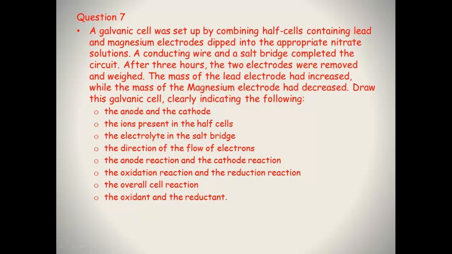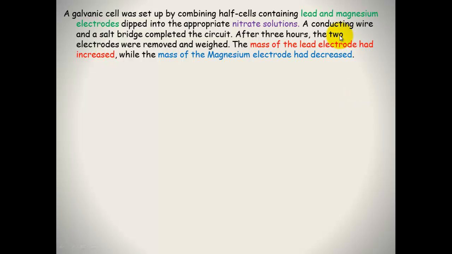So there's a bit there to think about. Let's have a look. So here I've just rewritten the main part of the question and pointed out the important bits. So the half cells contain lead and magnesium electrodes. So we know what the electrodes are made out of, and they're dipped into appropriate nitrate solutions. What are the appropriate nitrate solutions? Lead nitrate and magnesium nitrate. Keep it easy for yourself. The mass of the lead electrode had increased while the mass of the magnesium electrode had decreased. That tells us exactly what the reactions are that are occurring. Let's have a look.